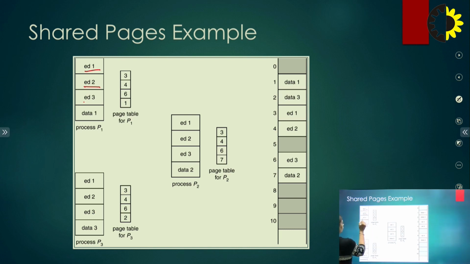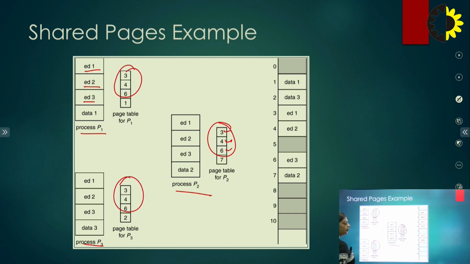ED1, ED2, ED3. This is the shareable data which process 1, process 2 and process 3 all require. So these ED1, 2, 3 are kept in frames 3, 4, 6, right? This means these addresses are included in the page table of all the processes. And for the non-shareable data, you can give different addresses there, right?